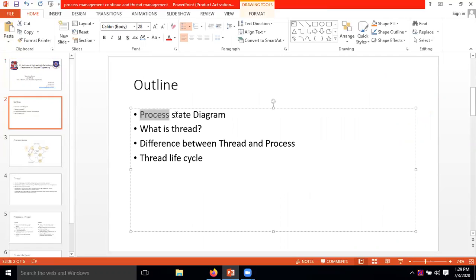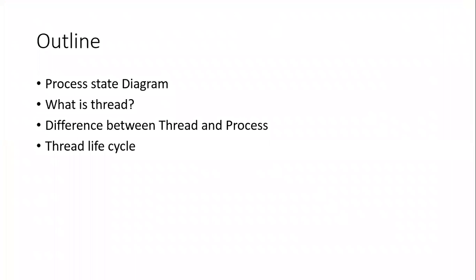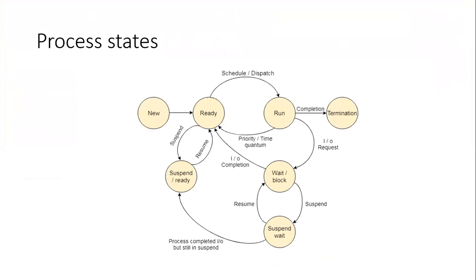process state diagram. Very important topic as far as examination, or we can say any competitive examination is concerned, university examination is concerned. Process state diagram, or we can say process life cycle. So what is process state diagram? So let us discuss the process state diagram in detail. So a process state diagram is composed of a set of states and transitions between states.